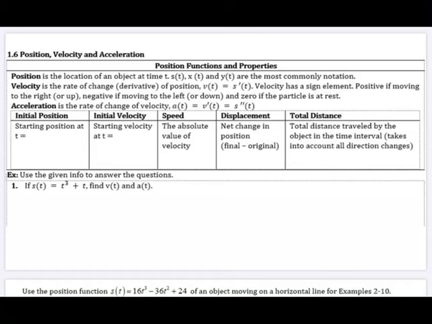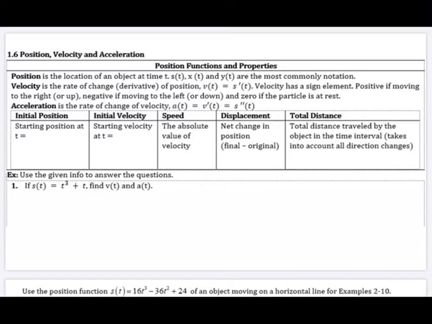Today we're going to be working through 1.6, position, velocity, and acceleration. And I'm assuming many of you have taken physics. You have talked about the relationship between position, velocity, and acceleration. So we're going to just briefly recap that and talk about how it specifically applies in calculus.